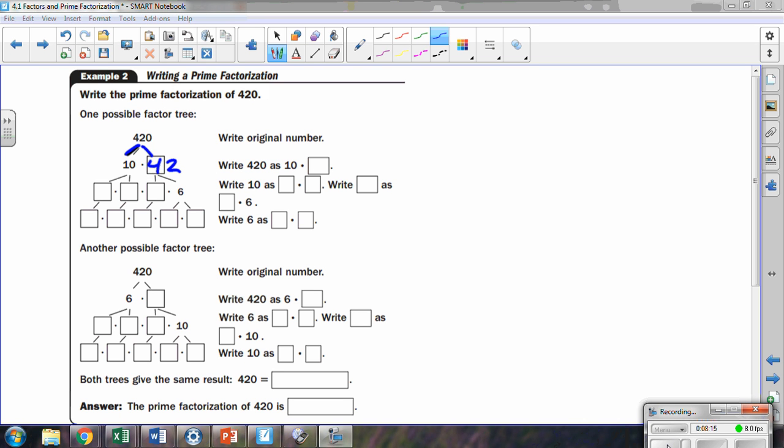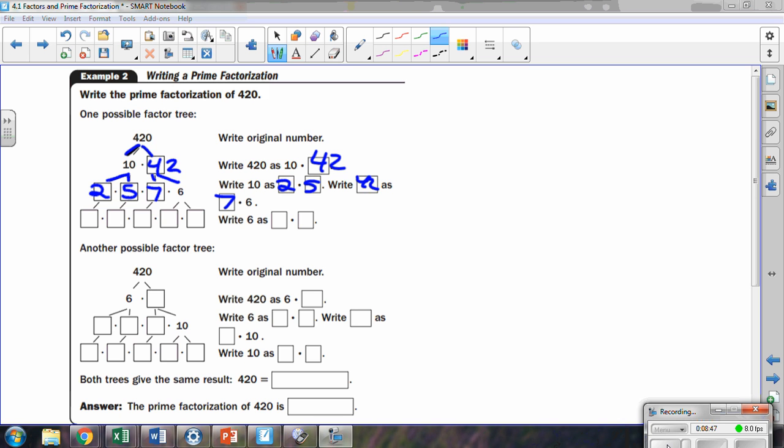Both of those are composite numbers. And so our 10 times 42 we will break down. What are two numbers that will multiply and give you 10? 2 and 5, so we'll have 2 times 5. What are two numbers that multiply to give you 42? 7 times 6. So this one we wrote 10 is 2 times 5. 42 we wrote as 7 times 6.